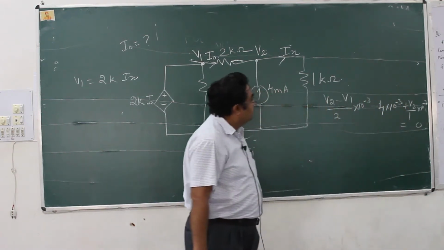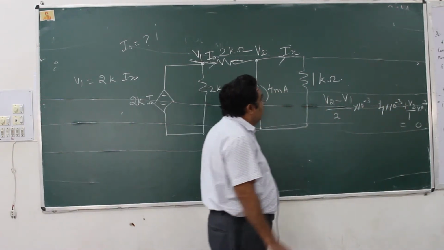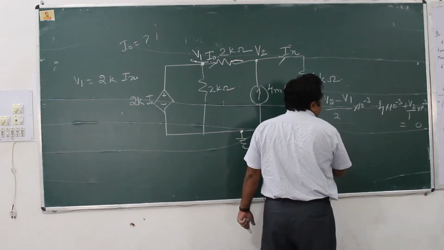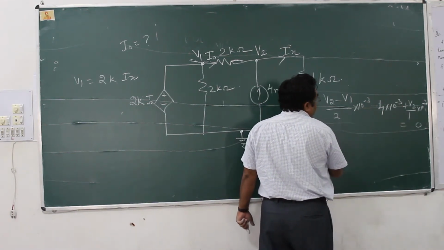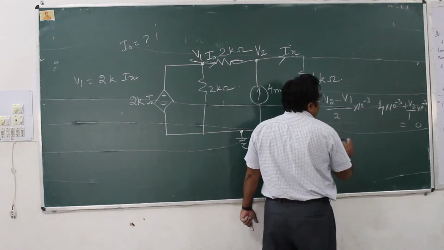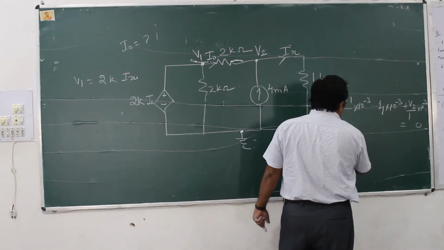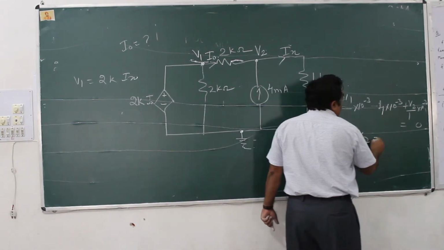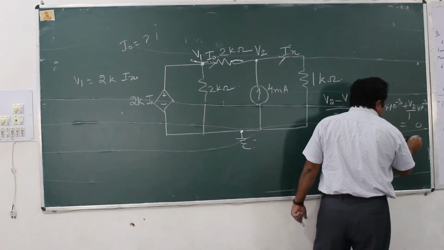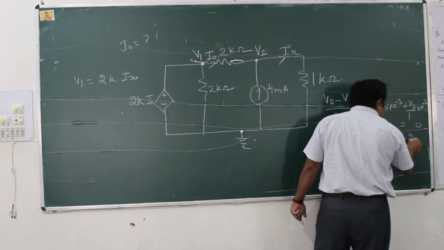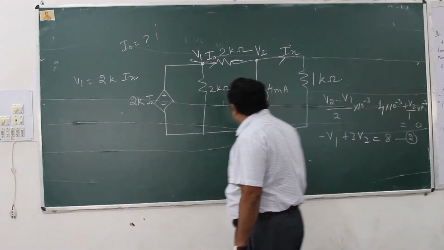Rearrange it, what will you get? I think so: minus V1 and plus 3 V2 is equal to 8. Am I correct? Yes, sir. Let's say this is equation number 2.